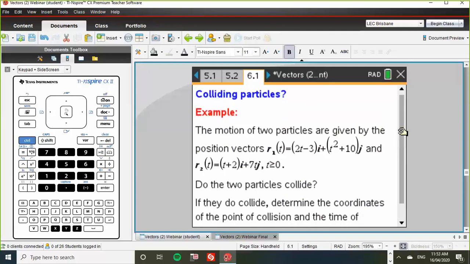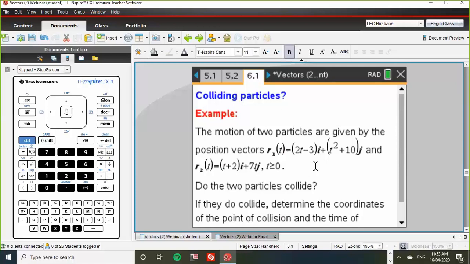So algebraically, what you could do here is equate the i components and solve for t, and equate the j components and solve for t. Now, when you do that for the i components, you'll get one solution because you're solving a linear equation. Here you have a quadratic and a linear. So for the j components, you would end up with a quadratic with two solutions.